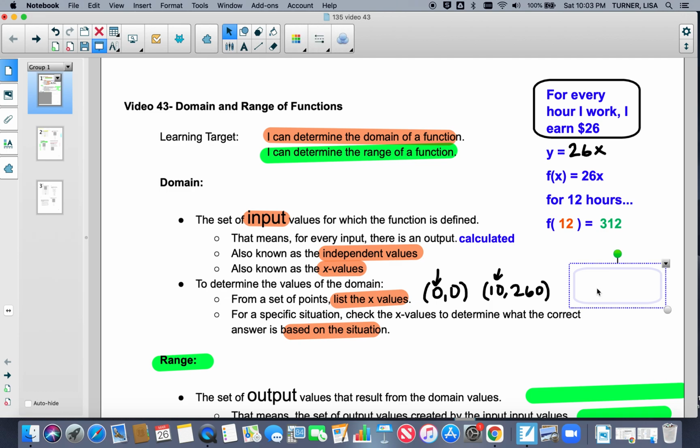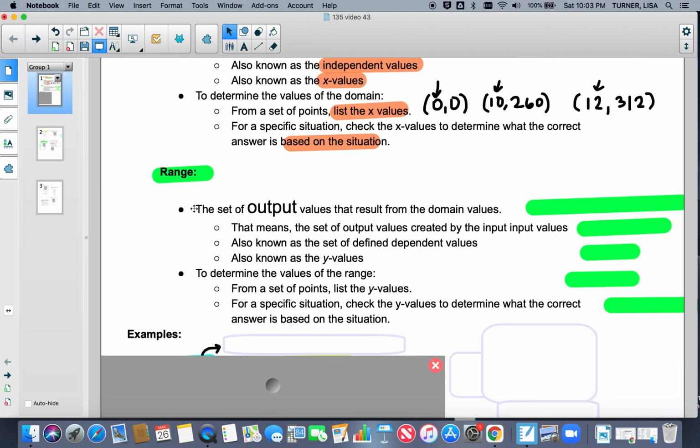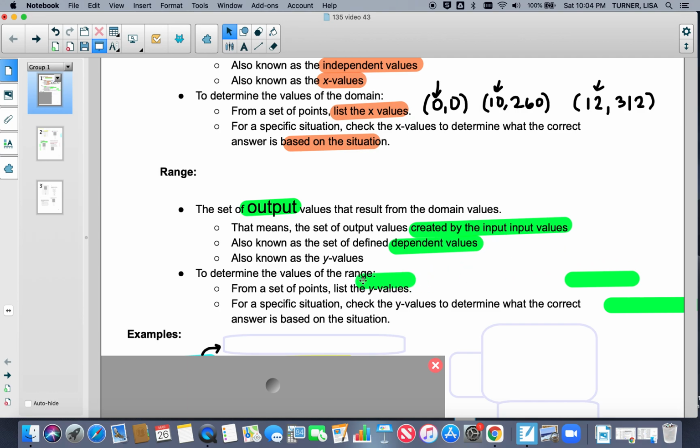All right, and let's say you work that 12 hours that we already calculated. That's the input. Your output or your range then is 312, which leads us right to using a new vocabulary word for the y values, which is the output of a situation. All right, so that means that they're the values that were created by the input. So when I put my hours in, I created the output values. I created the money. Isn't that nice? So they're the dependent values. They depend, whatever my money is, depends on how many hours I work. And they're also known as the y values.